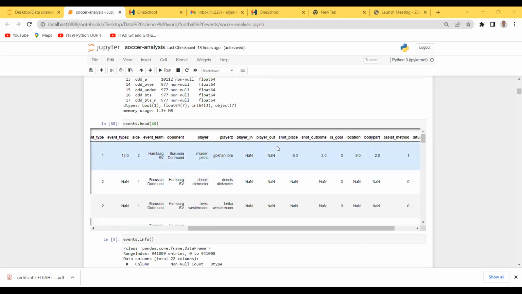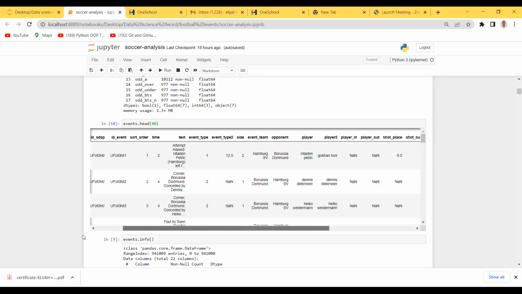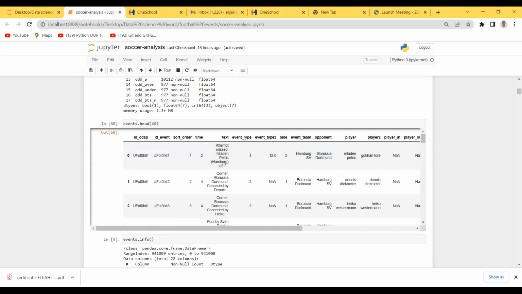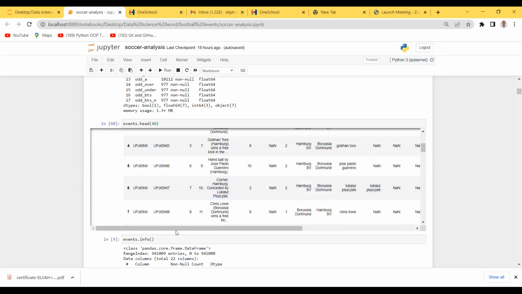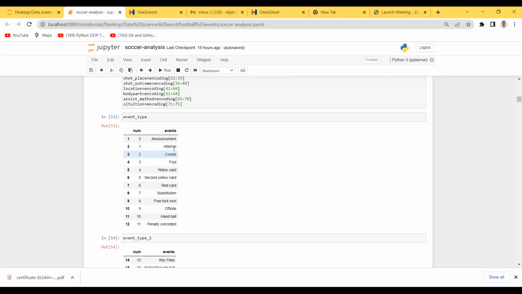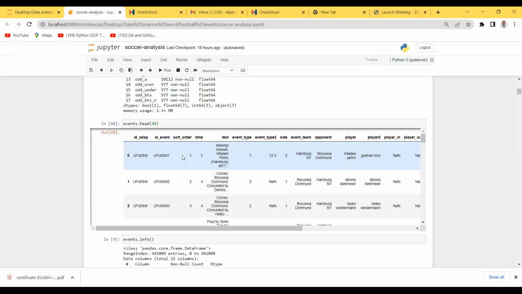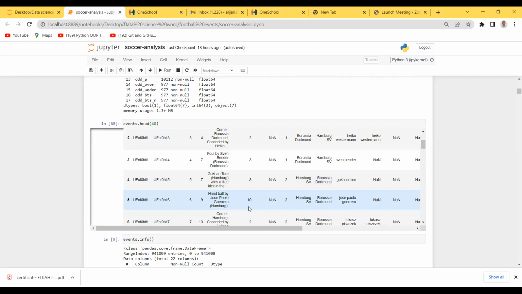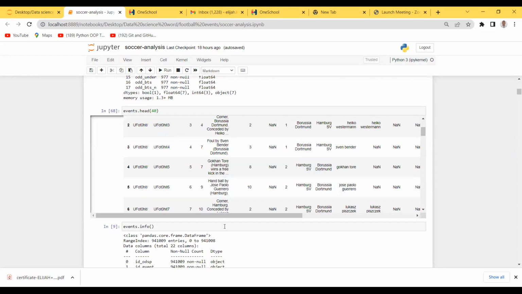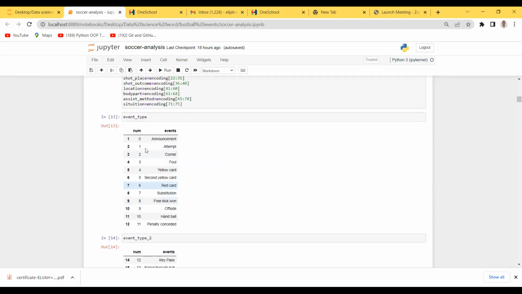When you look at these events, the event type 1 means an attempt. Event type 2 means a corner. Event type 3 means a foul. So whenever you see an event type and you see a 10, the encoding in the dictionary says it was a handball.